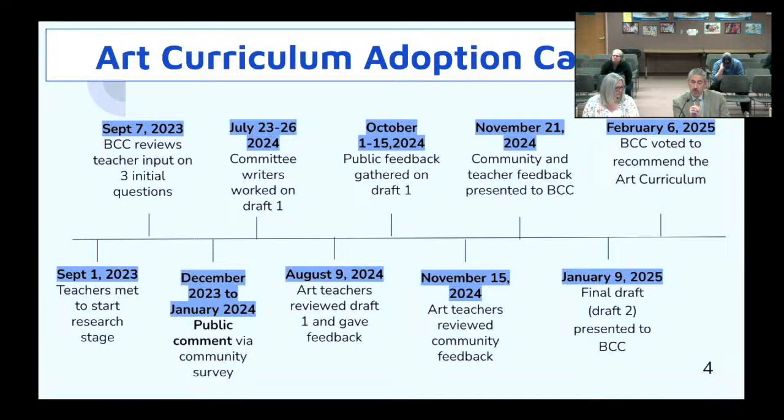And then what happens is when we get the public comment, we can see in July, notice that there were several months, and this is July 23 to 26 of 2024. So this is summer work. We got some of the art teachers together, and they took the information that they've gathered so far and created draft 1 of this curriculum. Then we can see in August, just a few weeks later, August 9th, the art teachers as a whole for our district reviewed draft 1 and gave their feedback. So you have a small group of art teachers creating that draft, goes to all of our art teachers, they look at it, they give their feedback.